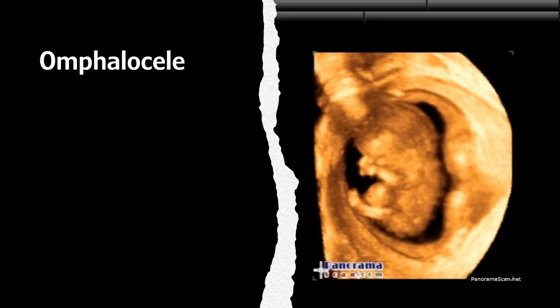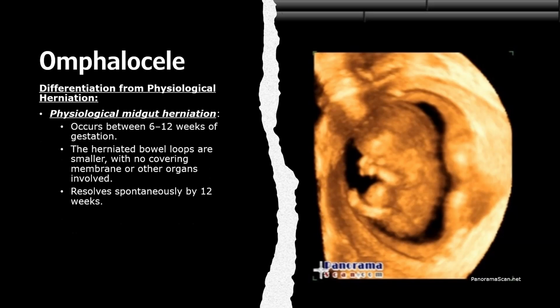A crucial part of diagnosing omphalocele is differentiating it from physiological midgut herniation, which is a normal developmental process. In physiological midgut herniation, the bowel herniates into the base of the umbilical cord between 6 and 12 weeks of gestation. These herniated loops are relatively small, involving no covering membrane and do not include other organs. Importantly, this is a temporary process that resolves spontaneously by the end of the 12th week.